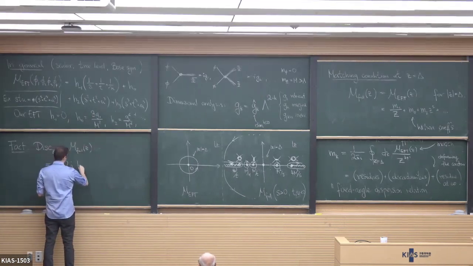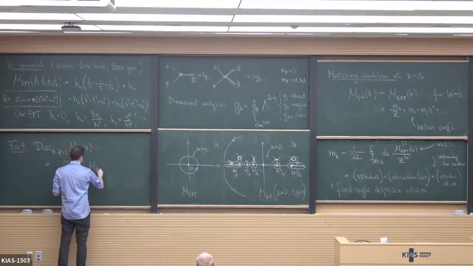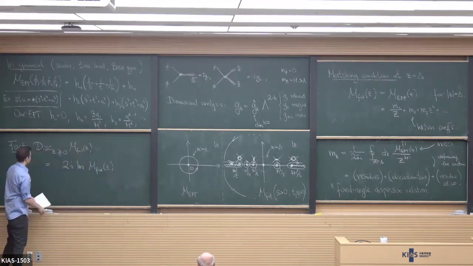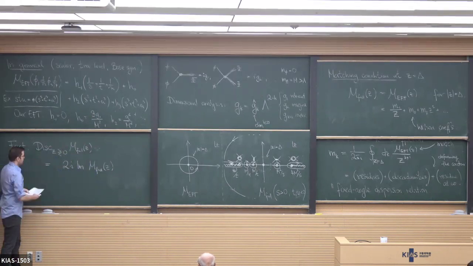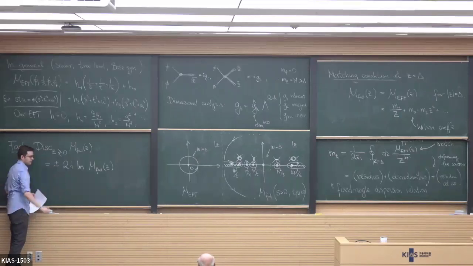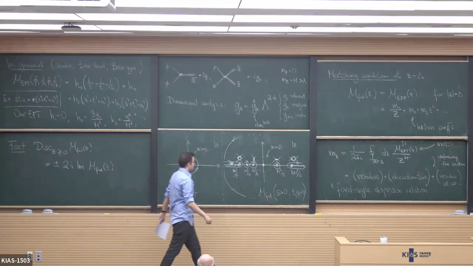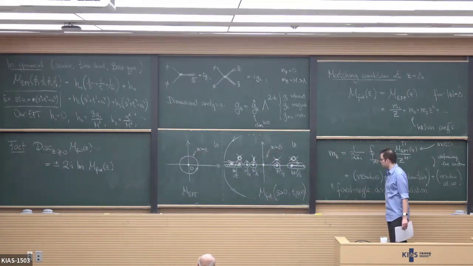In fact, 2i in my conventions times the imaginary part of the full amplitude at z. The only distinction is that the one across the positive axis is going to be plus, but the one along the negative axis is going to be minus. This has to do with the fact that it's related to the i epsilon prescription.